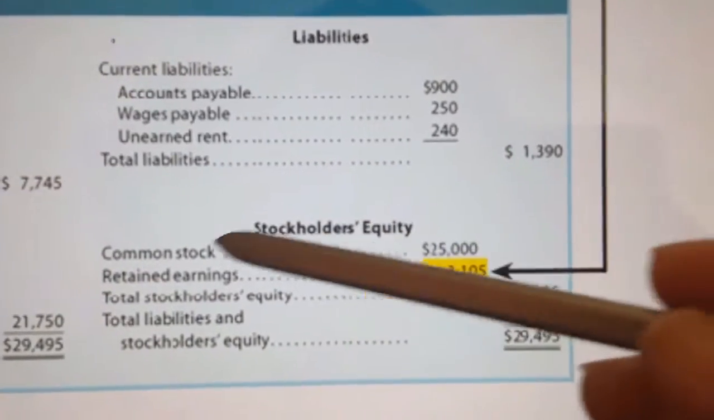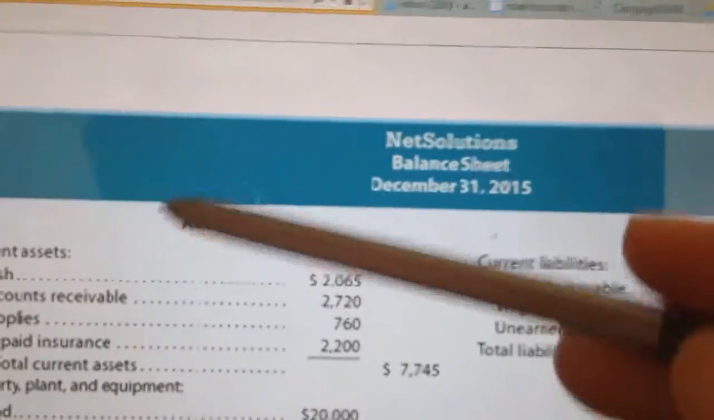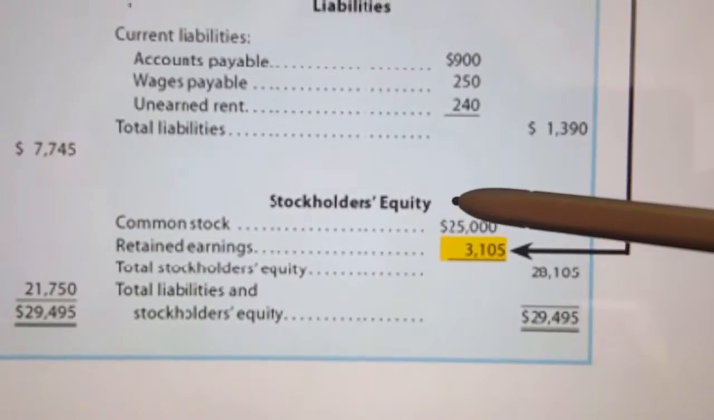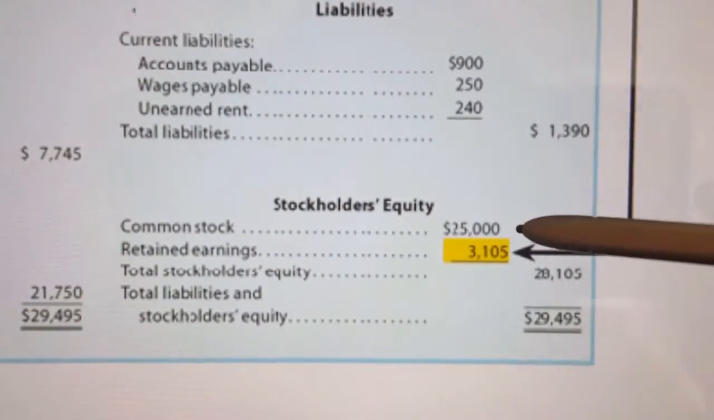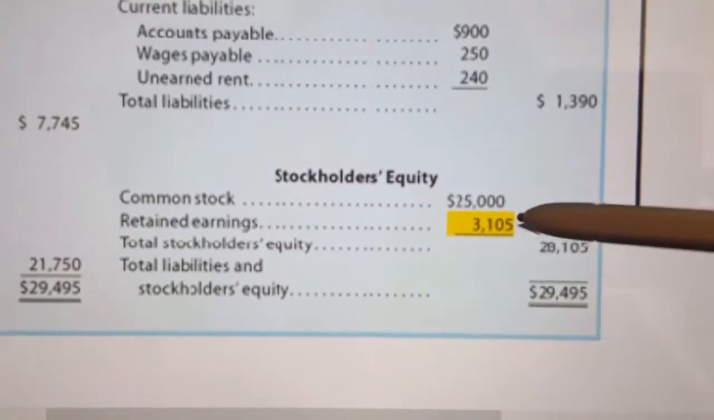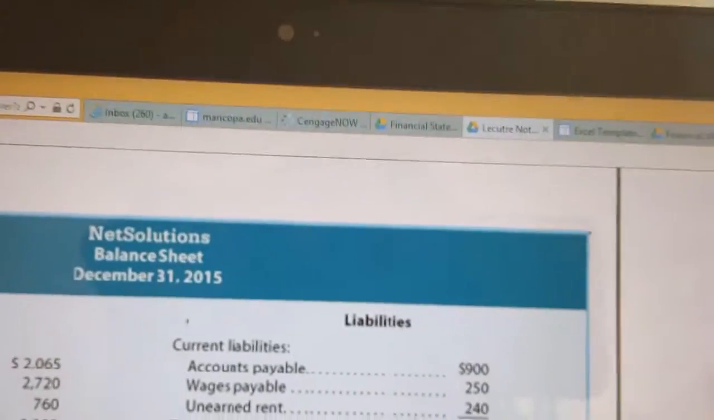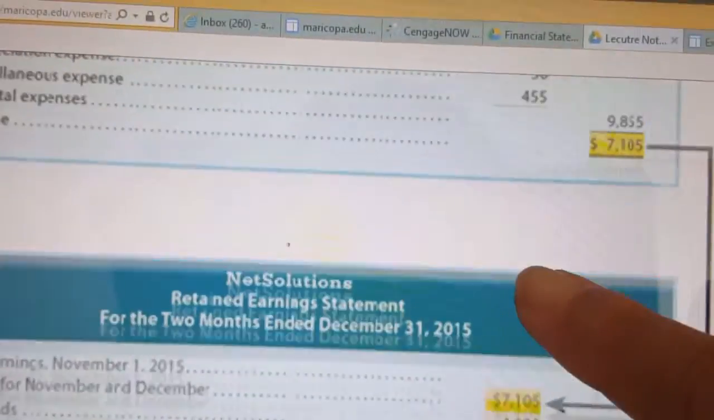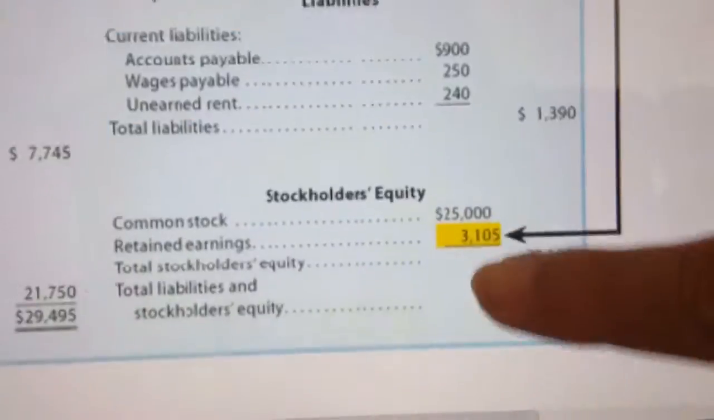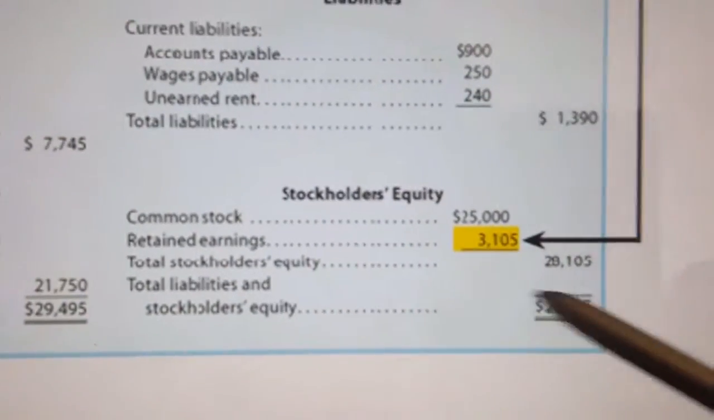Then we're going to put a subtitle here. Shareholders' equity. It's like we have the subtitle for liabilities and the subtitle for assets. So we have the subtitle shareholders' equity. We're going to list our common stock, $25,000, which comes off of your adjusted trial balance, plus your ending retained earnings, which comes from, hold on, let me scroll down, your statement of retained earnings, right? Let me scroll back. Ending retained earnings, which gives us total shareholders' equity.